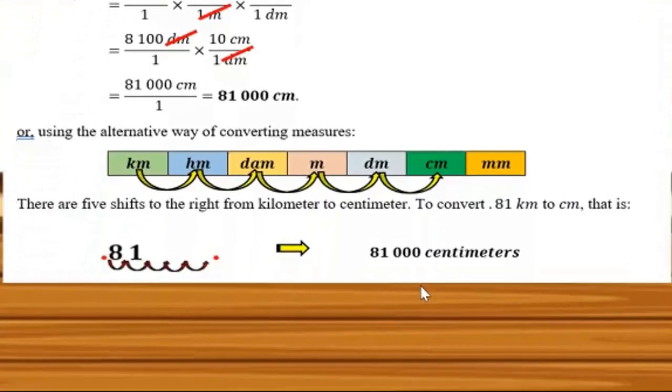So if we're going to use the alternative way of converting, kilometer to centimeter, we have 5 shifts to the right. Okay? So we have 1, 2, 3, 4, 5. From the decimal point that we have, our decimal point is on the left side of 8. So 5 shifts to the right. 1, 2, 3, 4, 5. Therefore, we're going to add 3 zeros, and our answer is 81,000 centimeter. Therefore, 0.81 kilometer to centimeter is equal to 81,000 centimeter.